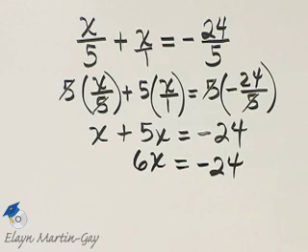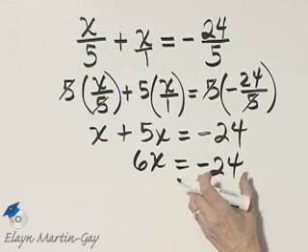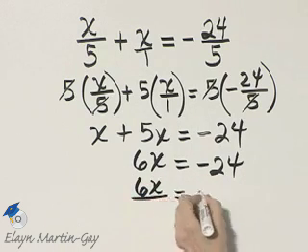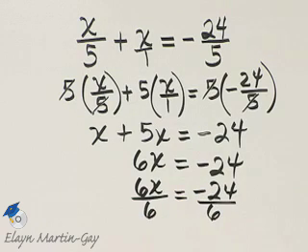And how do I finish solving? Notice I've got my term with my variable here. I have a constant here. So I'll finish by dividing the left side and the right side by the coefficient of x, which is 6.